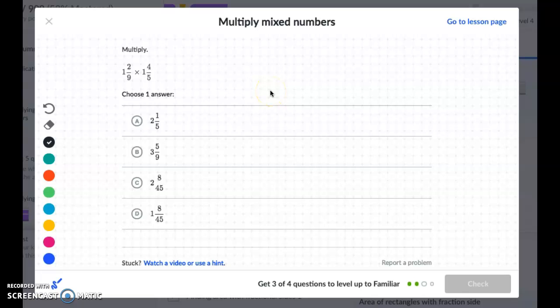1 2/9 times 1 4/5. Again, I'm going to go straight back to what I was doing. I'm going to make both of these improper fractions now. So 9 times 1 is 9, and then add 2 more, so that's going to be 11/9 times 1 4/5. So 5 times 1 is 5, plus we're going to add the 4 more, so that's 9/5. And then when I multiply those together, 11 times 9 is 99, and 9 times 5 is 45.